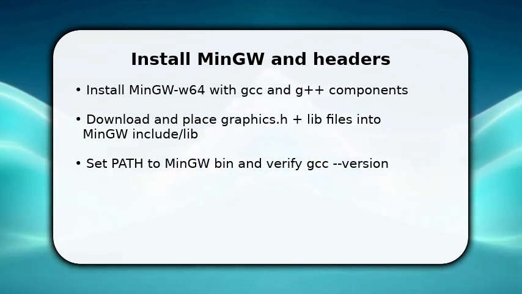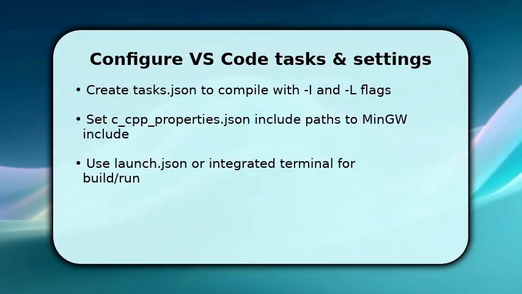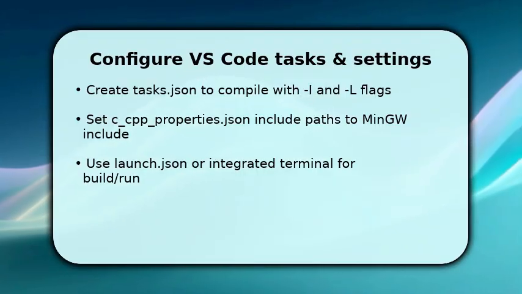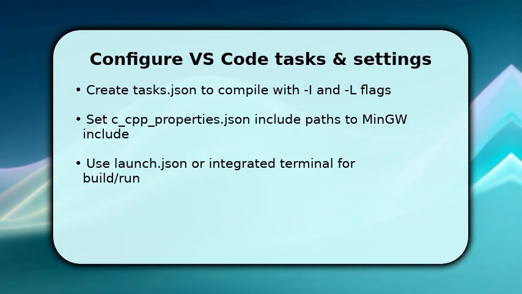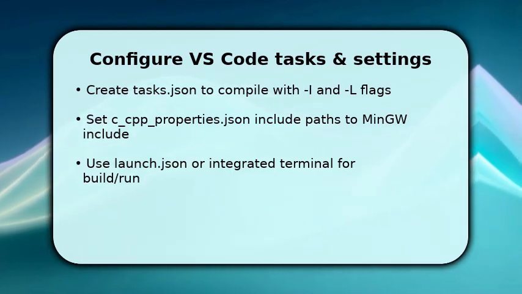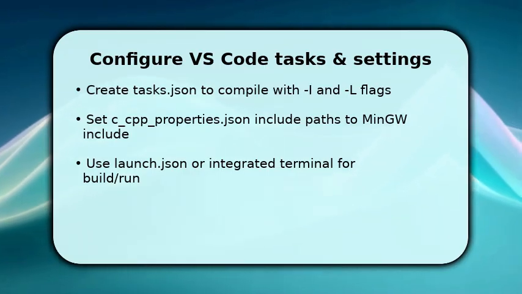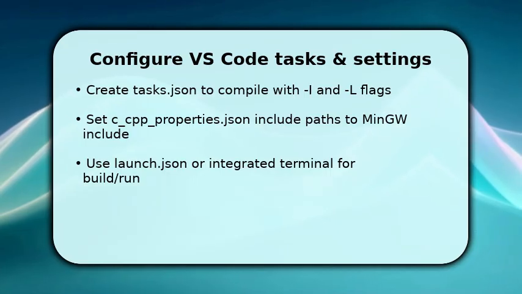moving into VS Code. Now you configure VS Code so the editor and build system find graphics.h and link the graphics library. Open c_cpp_properties.json and add MinGW's include path so IntelliSense resolves the header. Next, create tasks.json with a compile task using -I for include and -L plus -lgraphics for linking.